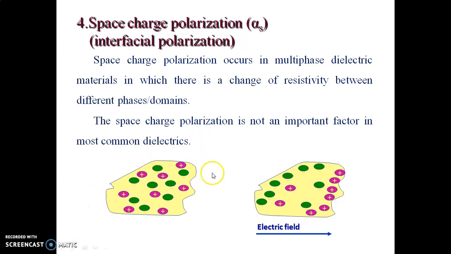Anyway, how the polarization takes place here within the domain: all positive charges accumulate at one side, and all negative charges accumulate at the opposite side, at the surface of the domain. Hence it is called interfacial. This is the surface between the two domains. At that separation or interfacial position, we get the accumulation of the charges. That gives the contribution to the polarization in the material, and that is called space charge polarization. Of course, it is not an important factor to consider in the contribution to total polarization of the dielectric material. Clear?